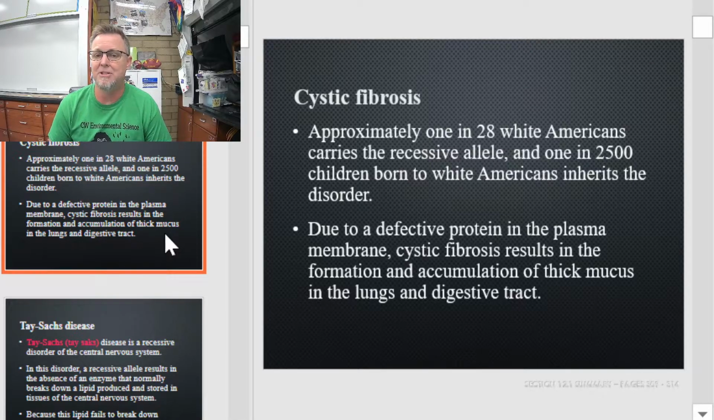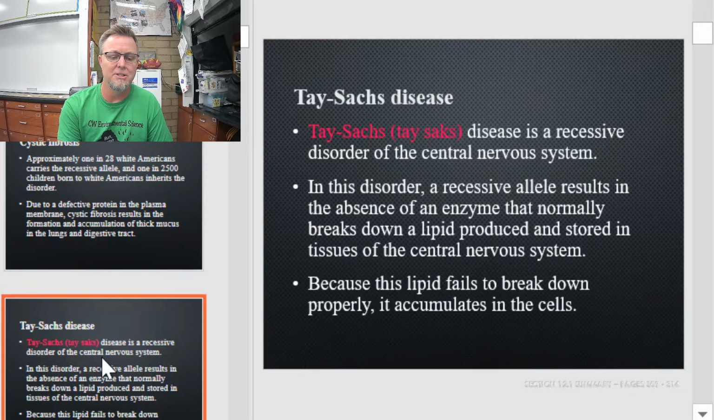Okay, there are medications to take to reduce the mucus secretions and other physical treatments that you can do to maintain a healthy life. Okay, the second genetic disorder that I want to share with you is called Tay-Sachs disease. Tay-Sachs disease is a recessive disorder of your central nervous system. Now, in this case, the recessive allele creates an absence of an enzyme that normally breaks down a lipid that is produced and stored in your central nervous system.